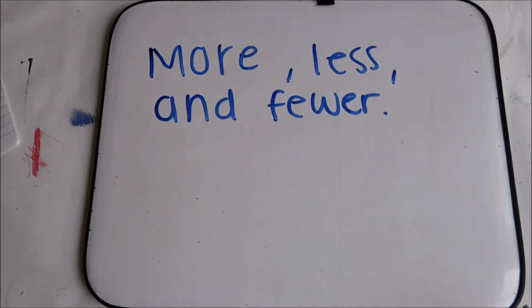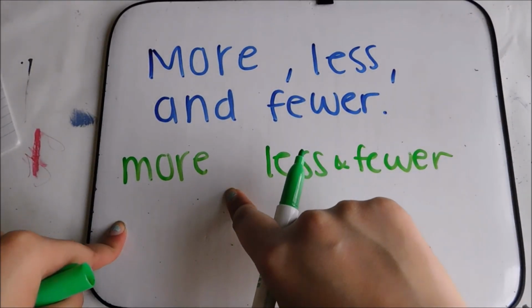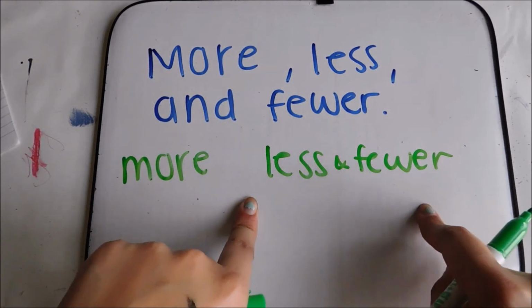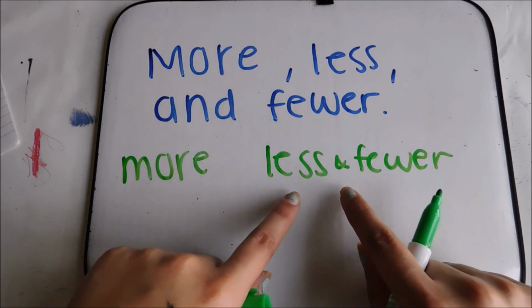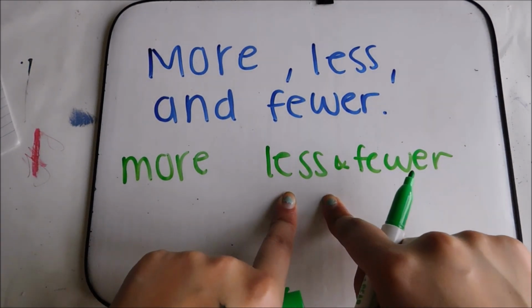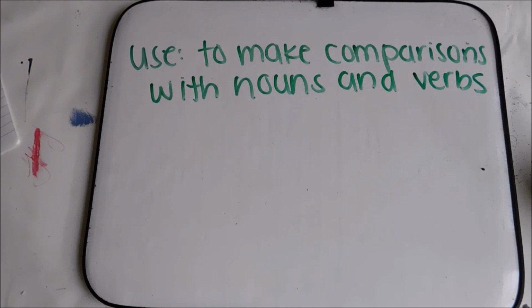Now we're going to talk about more, less, and fewer. You already know what more is, right? Less and fewer are the opposite of more. We need to learn when to use less and when to use fewer. The reason we use more, less, and fewer is to make comparisons with nouns and verbs.